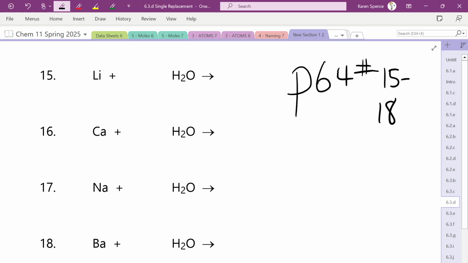I would not make fun of that equation. There's also superoxide, which would be Na2O.